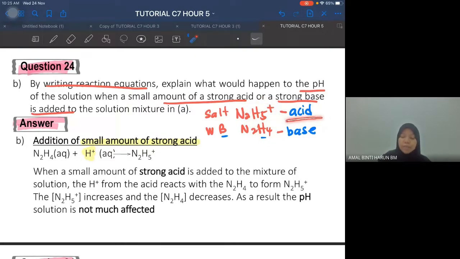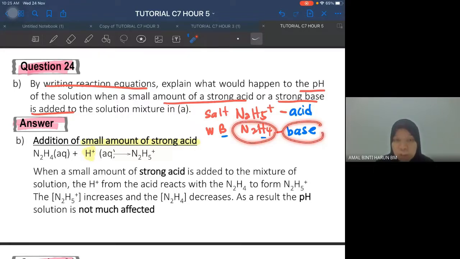Donate H adalah acid. Sekarang N2H4, nitrogen ni ada lone pair kan. Okay, so ni semua neutral. Dia boleh buat apa? Tendensi dia untuk menerima proton tu lebih mudah, sebab nitrogen ni ada lone pair. So accepting proton is a base.